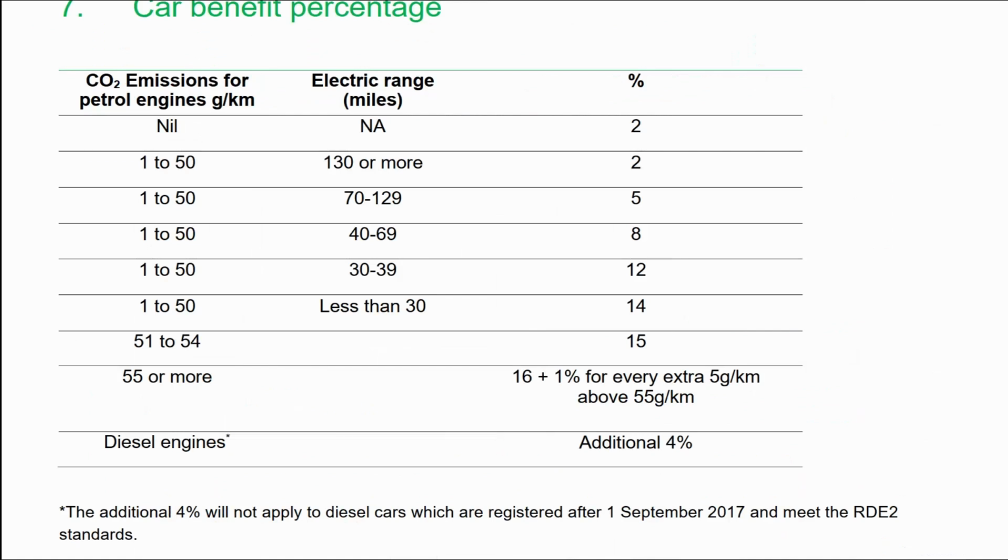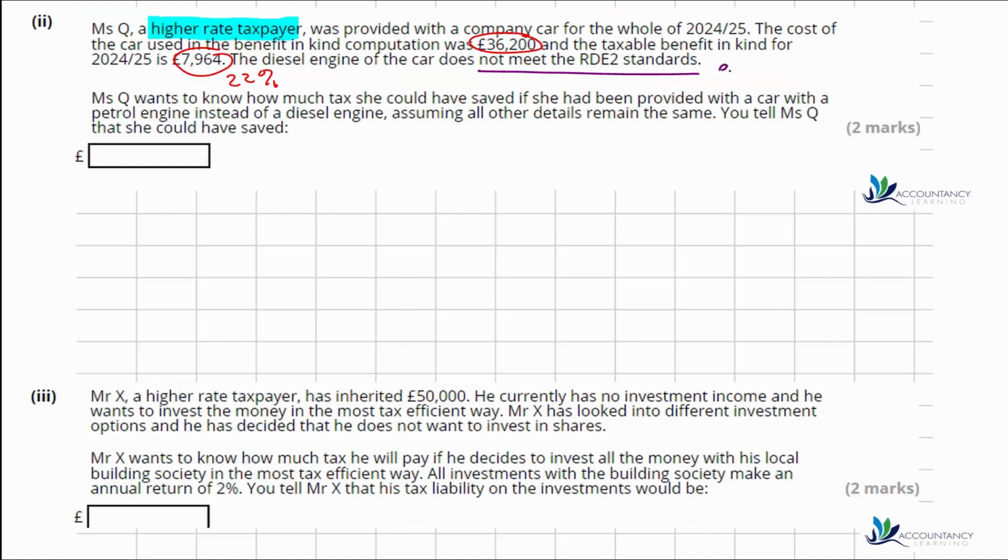So here's section 7 of the reference materials, and it tells us that if we meet these clean engine standards, then we do not need to apply the additional 4%. So in this particular question, they do not meet the standards, and therefore this diesel engine, a dirty engine, incurs a higher tax rate. So there's an extra 4%. So of the 22%, 4% of that is because of the dirty diesel engine. So the underlying scale charge is 18%.